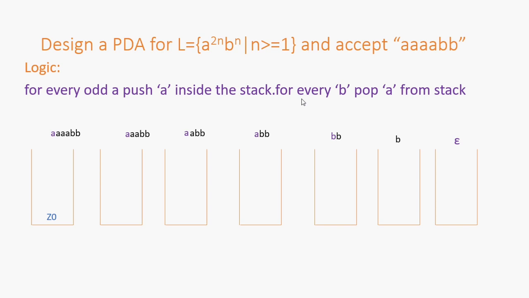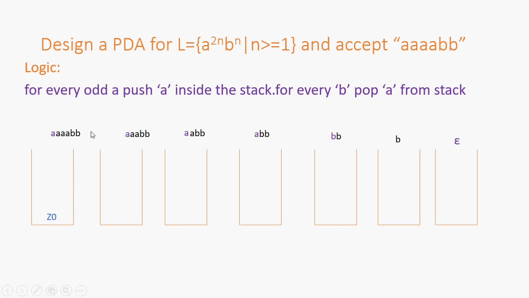Now the logic behind designing this pushdown automata is for every odd number of a, we push a inside the stack, and for every even number of a's, we don't do anything inside the stack. That means the stack remains intact. When we encounter b, at that case we will be popping the a from the stack. Now we will try to do this, simulating with this specific example, 4 a's and 2 b's.